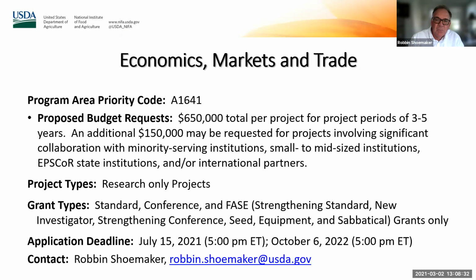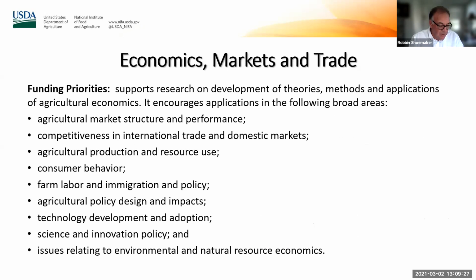Again, these have a maximum funding of $650,000 for the 3 to 5 year projects, but an additional $150,000 can be requested if it involves the collaboration of a minority serving institution or EPSCoR eligible institution. These are research only projects, so they cannot include an extension or education component. At least that aspect of it won't be supported. And again, there's standard conference and phase grants as in the other case. The deadlines are July 15 for this year and October 6th of next year. I'm the contact for that and am happily welcome any inquiries about the program. It's one of the best parts of the job, talking about people's research ideas.